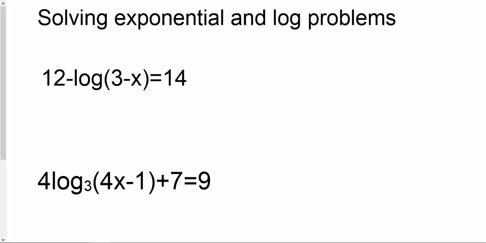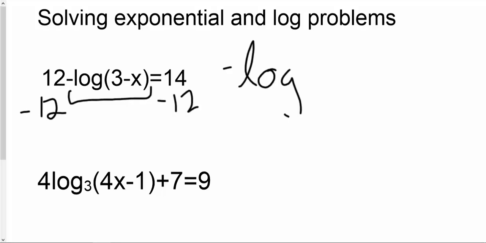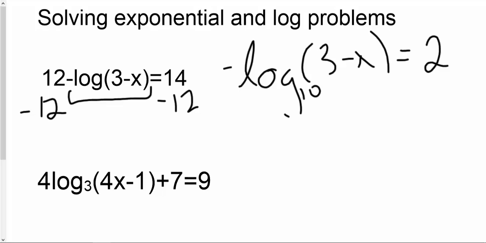So the first thing we want to do is to isolate the log, which means that we need to subtract 12 from both of our sides, giving us negative log of 3 minus x equals 2. Now you may be thinking to yourself, what is the log base here? And we have the unwritten rule that if a log is without a base number, it is assumed to be base 10. So this is really log base 10, we're just not writing the 10 there.